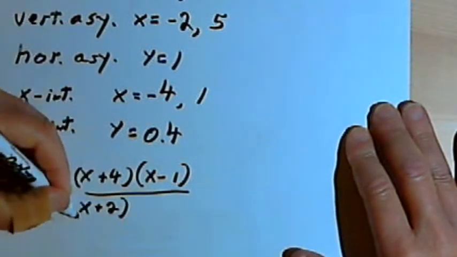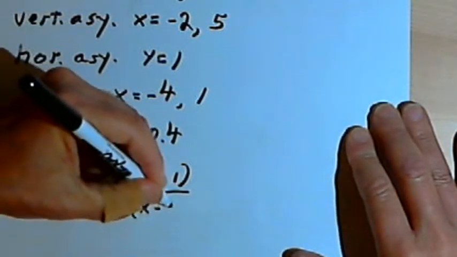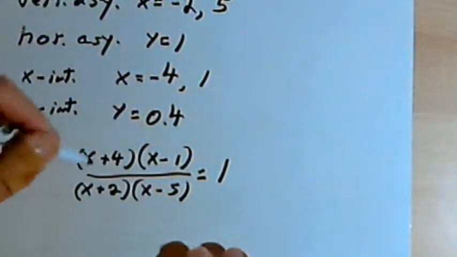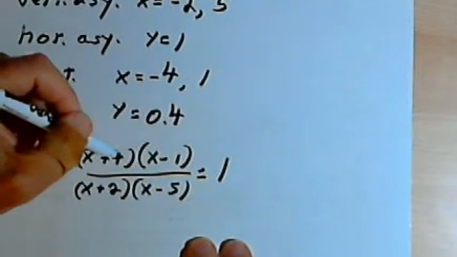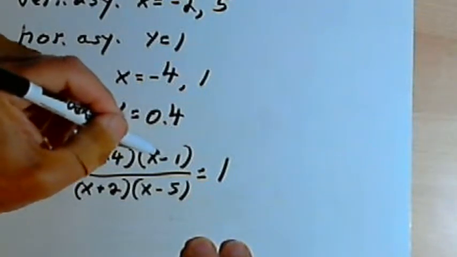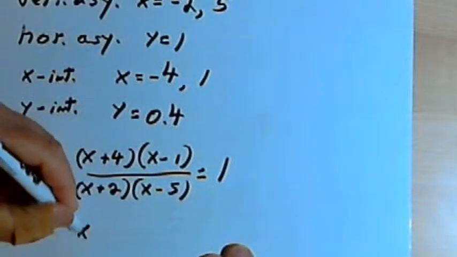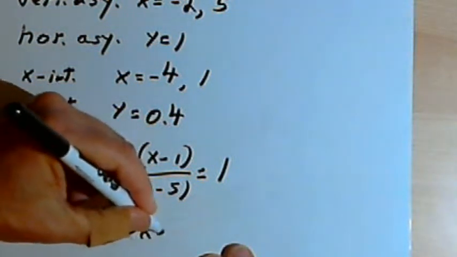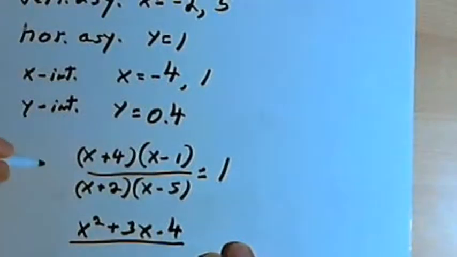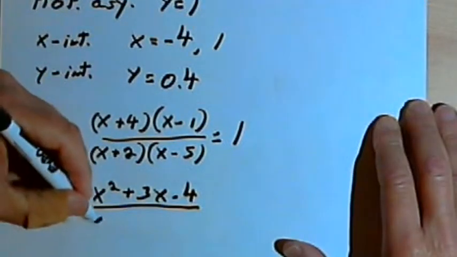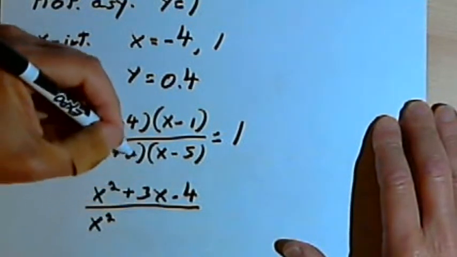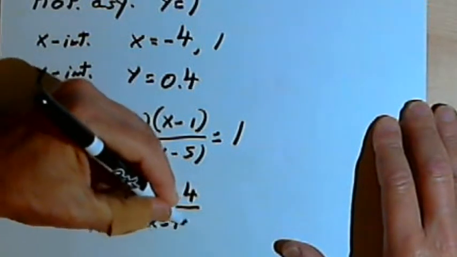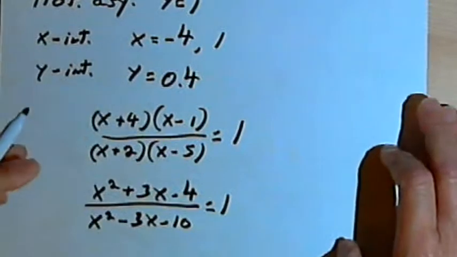x plus 2 times x minus 5. I'm going to say that equals 1. Let's multiply the two binomials in the numerator. That's going to give me x squared plus 3x minus 4. The denominator is going to become x squared minus 3x minus 10. We'll set that equal to 1.